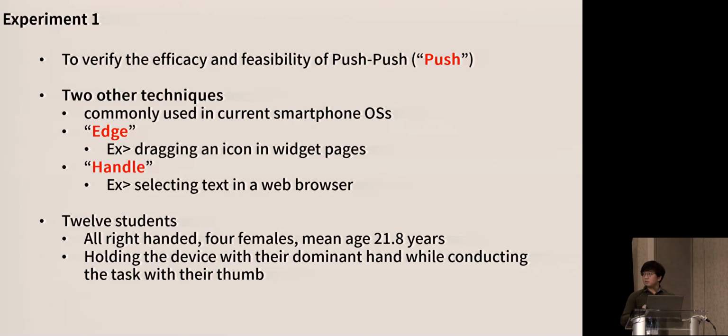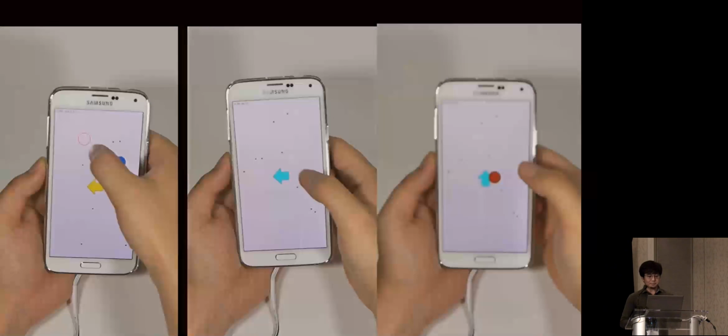With these decisions for the hover state, we compared push-push to two other techniques that are commonly used in current smartphone OS. The edge technique is similar to the operation for dragging an icon in the widget pages. And the handle technique is similar to the operation for selecting text in a web browser. Twelve students participated in this study, and they held the device with their dominant hand and conducted the task with their thumb.